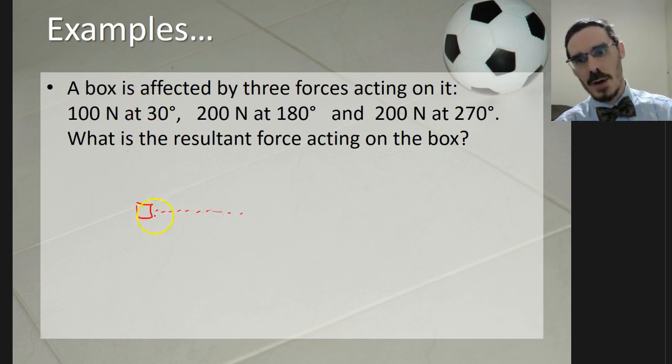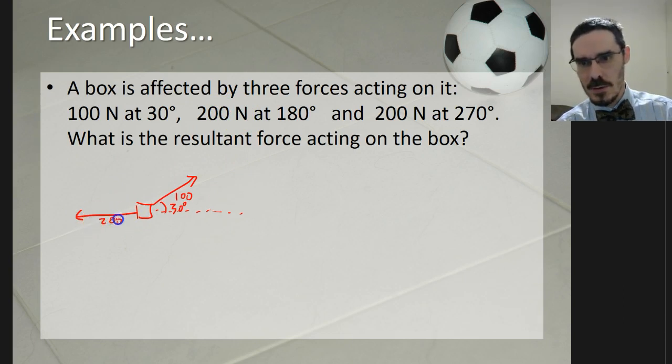Okay? So 100 newtons at 30 degrees is this way with 100 newtons. And that is 30 degrees. The second force is 200 newtons at 180, so that's the opposite direction, and it's 200 newtons. Maybe I should put the N in for newtons. And the last one is at 270 degrees, 90, 180, 270, and it's 200 newtons.